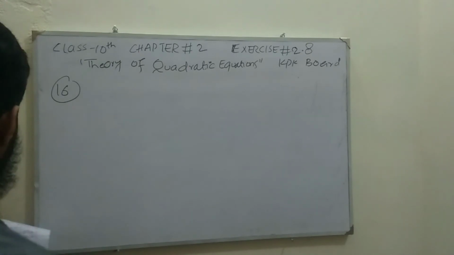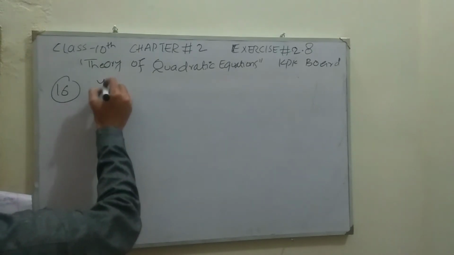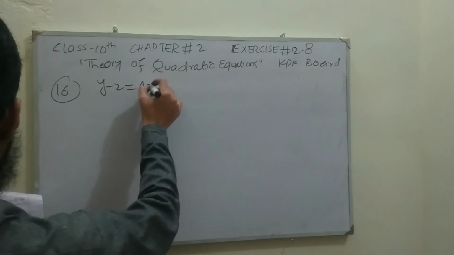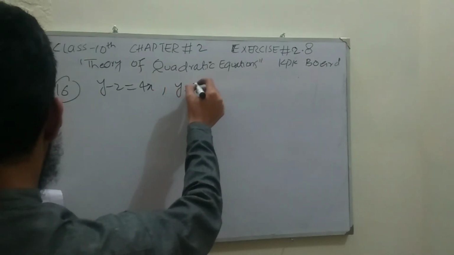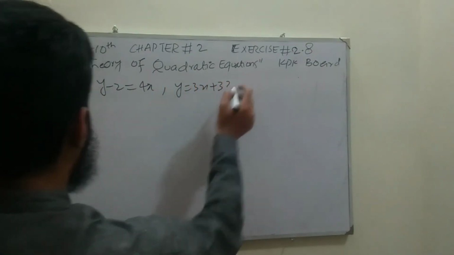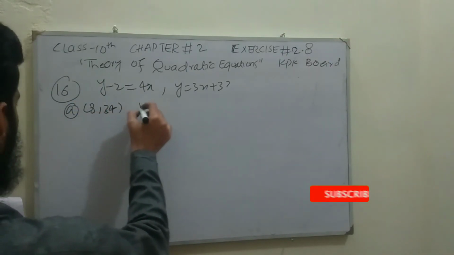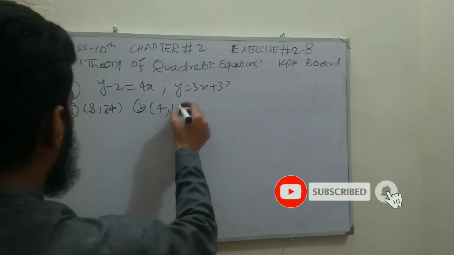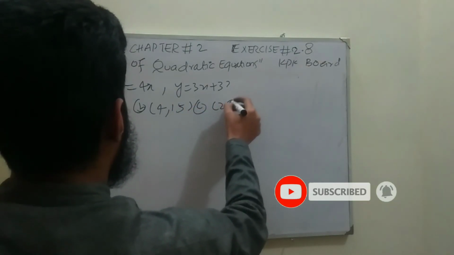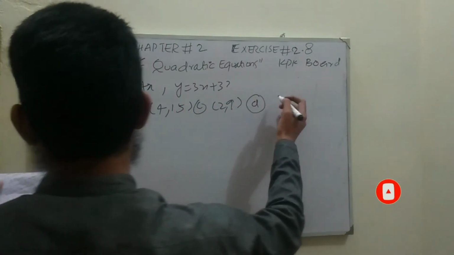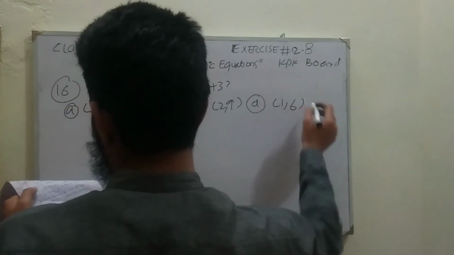MCQ 16 tells that two simultaneous equations are given. The first equation is y minus 2 is equal to 4x, and the second simultaneous equation is 3x plus 3. The solution to these two equations will be: option A is 8, 34, option B is 4, 15, option C is 2, 9, and the last option, option D, is 1, 6.